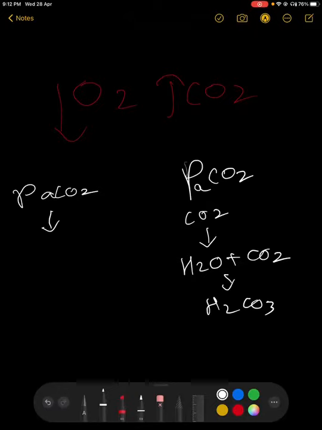For example, even at a PaCO2 of 60, you can get an ABG picture of 7.25 to 7.3 or even less in acute hypercapnic respiratory failure, because the buffer mechanisms and the compensatory mechanisms wouldn't have been sensitized for the change in the CO2 concentration.